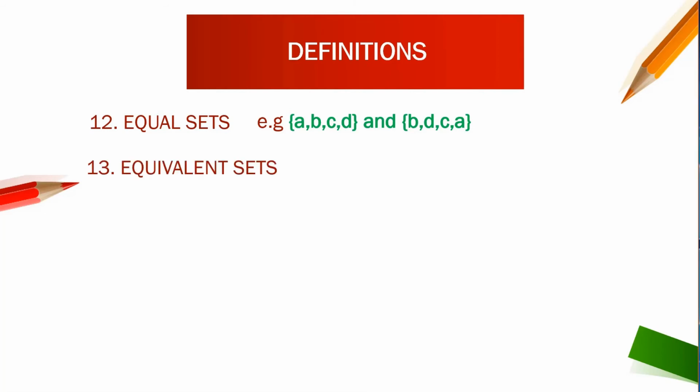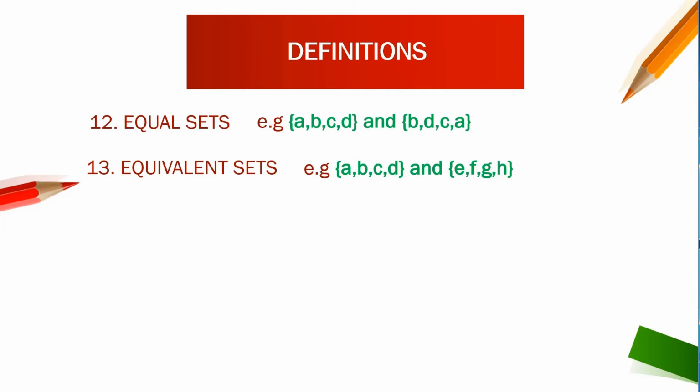Our next definition is equivalent sets. Equivalent sets have the same number of elements or members, right? But they are not equal sets. So for example, A, B, C, D, and E, F, G, H. We see both sets have 4 elements, and they're both letters, but they're not exactly the same. So these are equivalent sets.